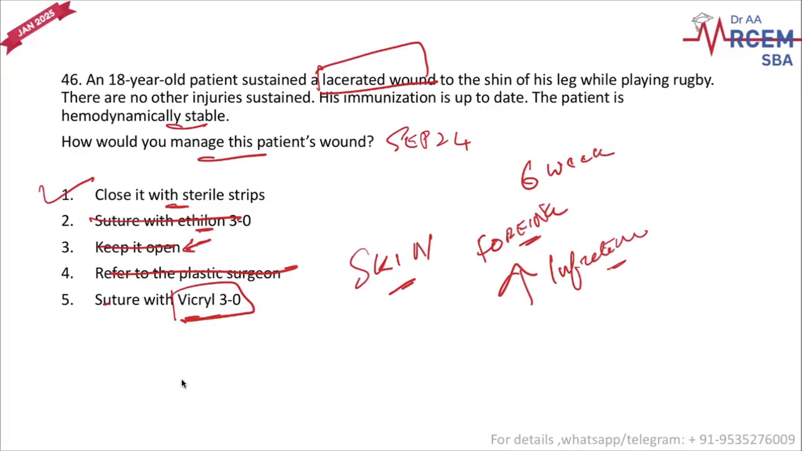We always use non-absorbable sutures like Ethilon, or silk, or Prolene. That's the best thing you need to remember. Closing the skin with sterile strips is the right answer here. Because the skin will be under tension, wound healing will not be good if you suture it.